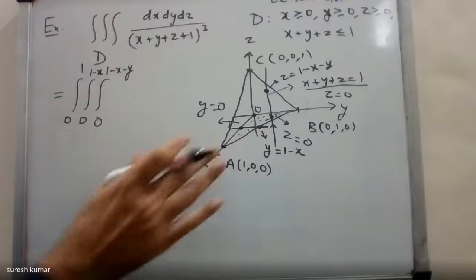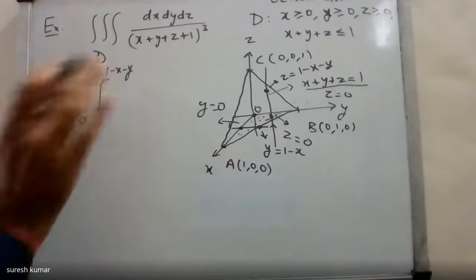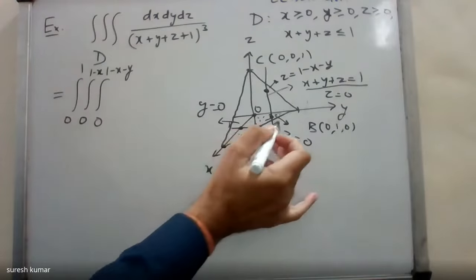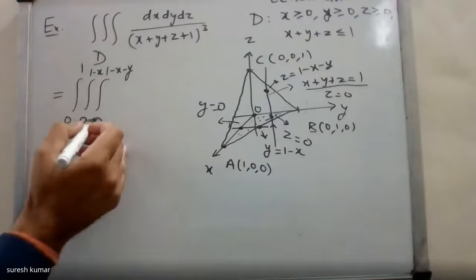Again I repeat, for z limits, draw a line parallel to z-axis through the region. See where it enters, where it leaves. Note down the values of z. z varies from 0 to 1 minus x minus y. After that, project your 3D region into xy plane and then see the limits of xy in that projected region. That is similar to what you did in double integrals. So it should be easy for you. Now, these are limits of z.